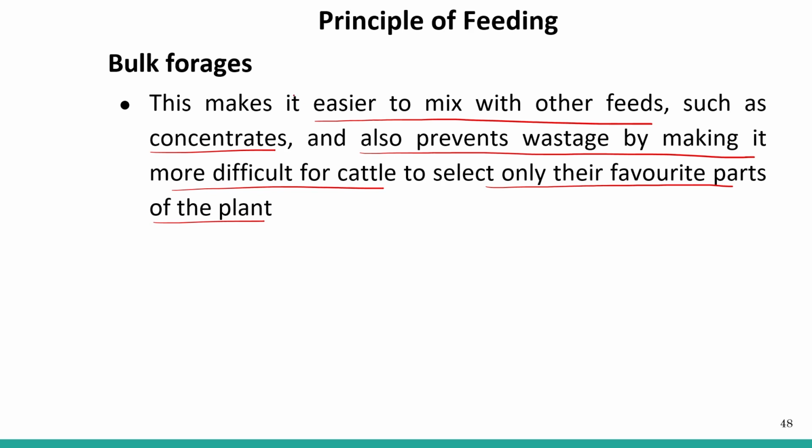This is very important, as the bulk forage is mixed with concentrates, which have high energy and protein nutrients. When the bulk forage is cut into small pieces, it can easily get mixed with the concentrate, and when fed to the animals there is less chance of wastage, and the animals cannot select only their favorite parts of the plants. They can eat the bulk forage as well as the concentrates.